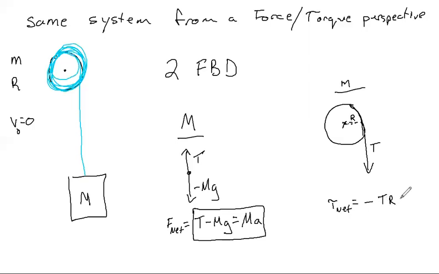And that should equal I times alpha, where I is the moment of inertia for this disk. We know that. And alpha is the angular acceleration. Let's write that out a little bit. So the net torque equals I alpha. That means minus the tension times R equals the moment of inertia for a disk, which is 1/2 the mass of the disk, which is lowercase m, times the radius of the disk squared, and then we have to multiply by alpha.